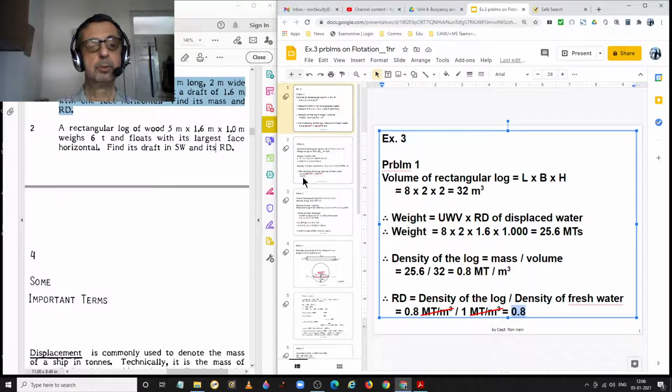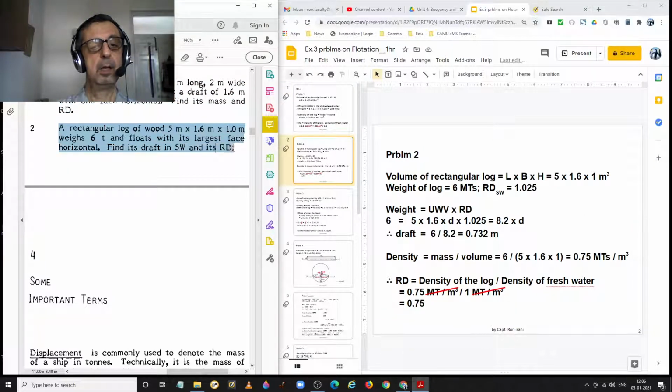Moving on to problem number 2. A rectangular log of wood, 5 meters by 1.6 meters by 1 meter, weighs 6 metric tons and floats with its largest face horizontal. Find its draft in salt water and its relative density.